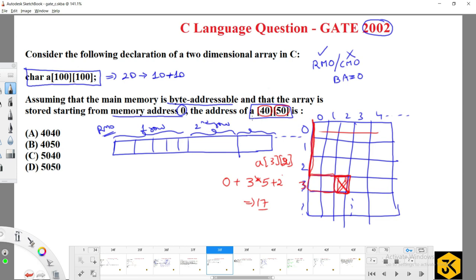Similarly, if you would like to find out A[40][50], I have to calculate the base address, which is 0. I have to find the 40th row. Before the 40th row, I have 40 rows, and each row has 100 columns. This is the row, this is the column, 100 columns, and then I have to move another 50 columns. Then if we calculate this, 0 plus 40 into 100, 4000, plus 50, that is 4050. So you are going to get 4050 as the address. So option B is the answer.